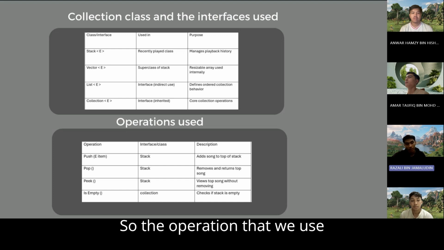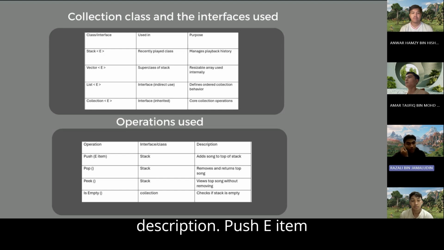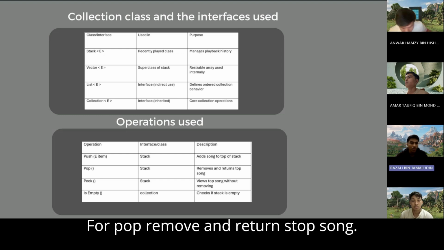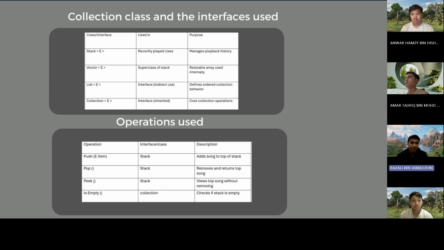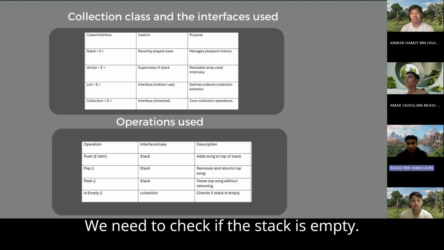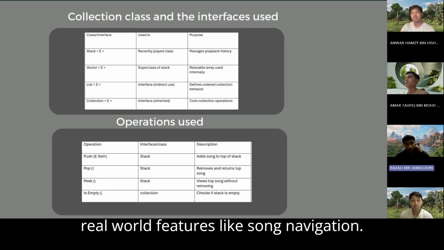So the operations that we use are push, pop, peek, and isEmpty. For each operation we list the interface or class and a description. Push, pop, and peek come from the stack class. Push adds a song to the top of the stack. Pop removes and returns the top song. Peek views the top song without removing it, and the last one, isEmpty, we need to check if the stack is empty. This shows how data structures support real-world features like song navigation.